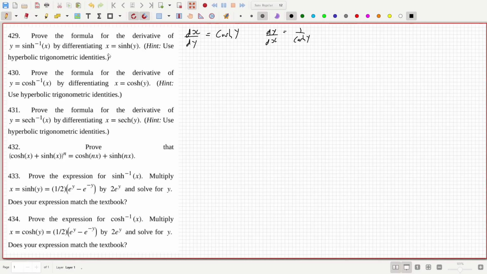What are we trying to get to? I forgot. Oh yeah, so then that means the derivative of y, which is sinh inverse x, will equal 1 over cosh y, which is cosh of sinh inverse x. Is that what they want us to do?